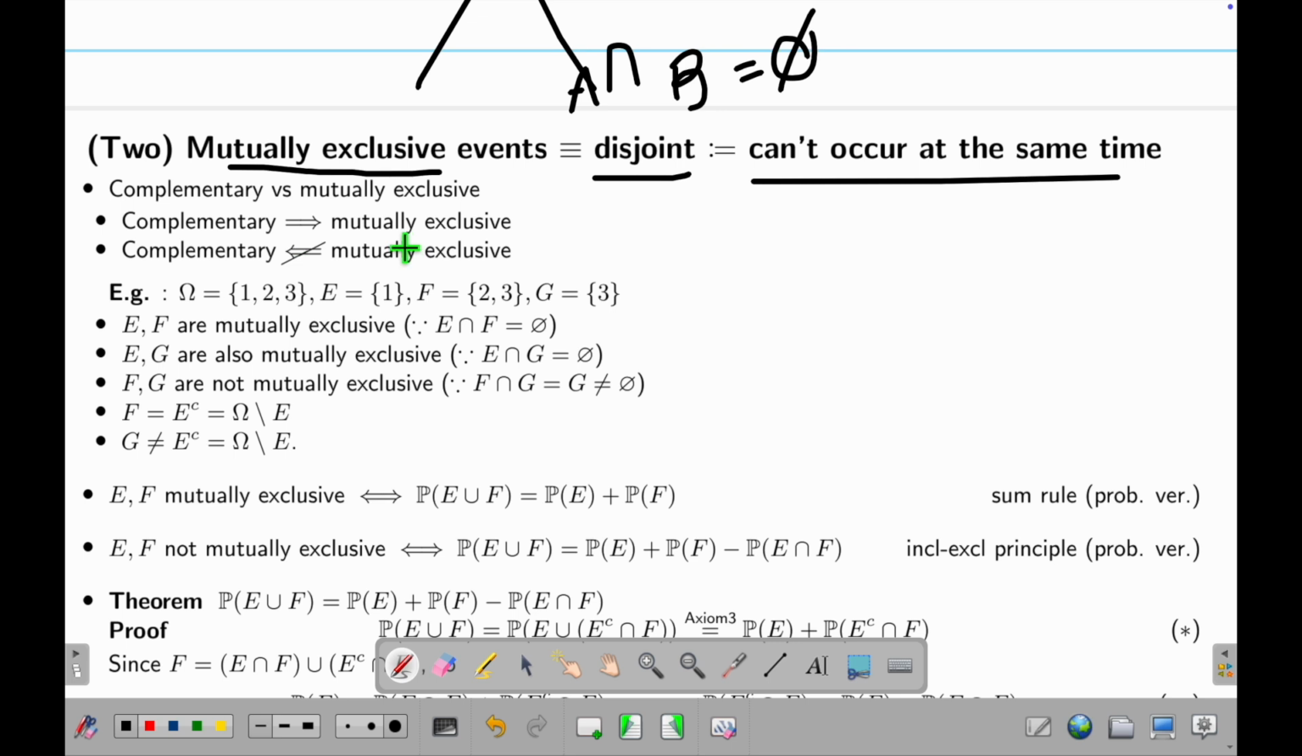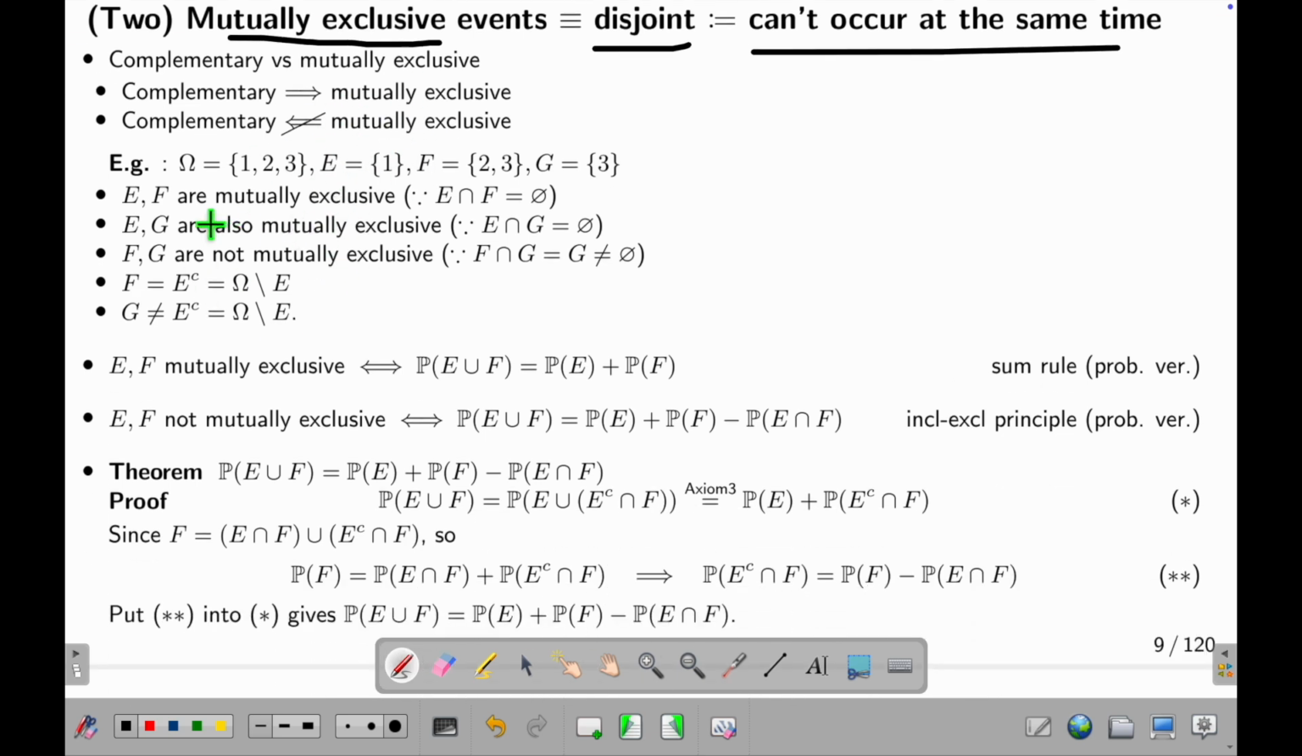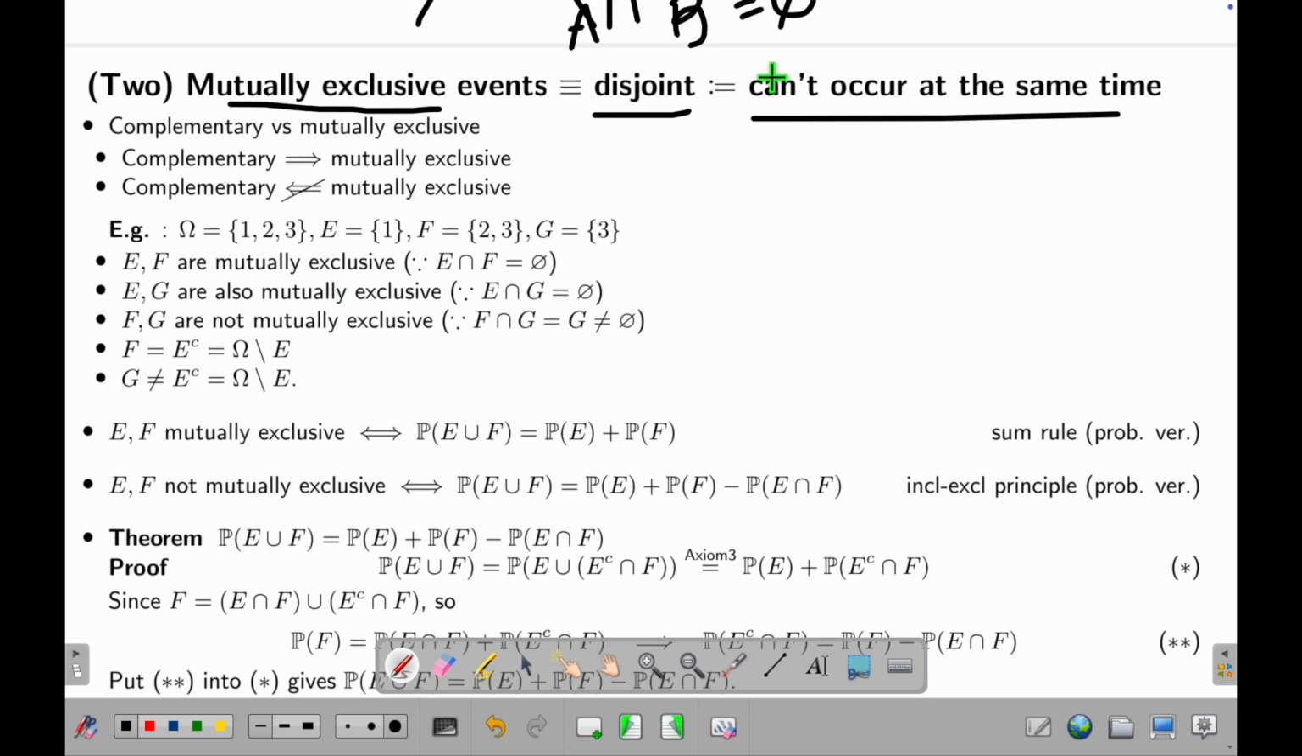Mutually exclusive comes from complement, and complement does not go back like this. These are different. So here is an example. Suppose E, F, G like this. E and F are mutually exclusive because they are disjoint. E and F share nothing. E and G are also mutually exclusive. E and G share nothing. E is 1, G is 3. They don't share a common thing.